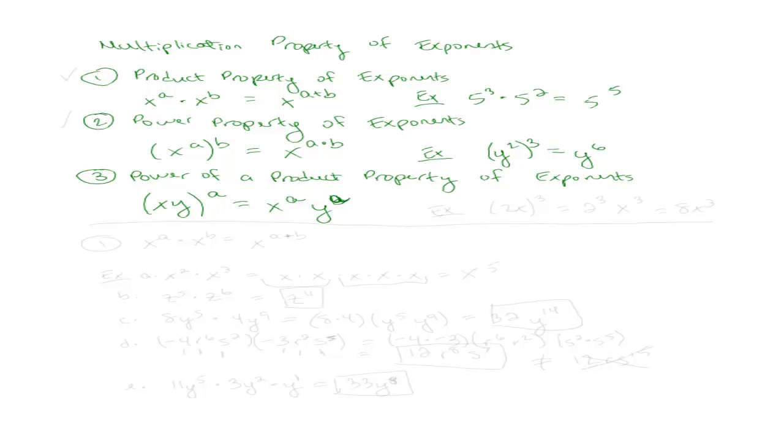So let me give you an example of that. Say I have 2x and I'm cubing 2x. Well, there's a product of 2 and x to some power, so I'm just going to take the 2 to the 3rd power and the x to the 3rd power. And I can simplify this and it would just give me 8x cubed.